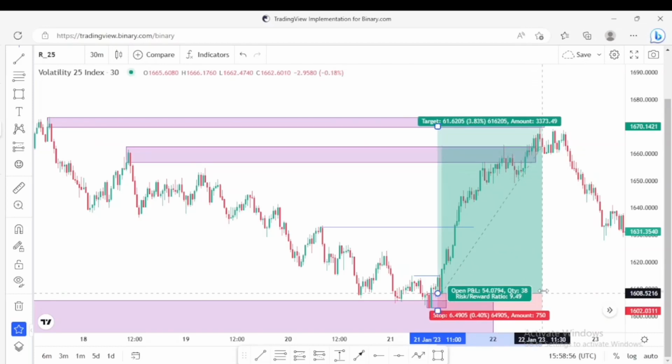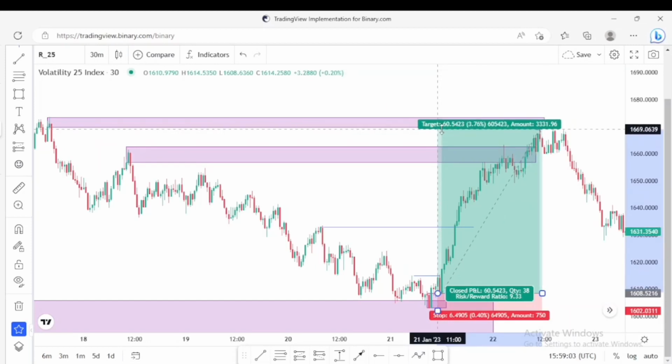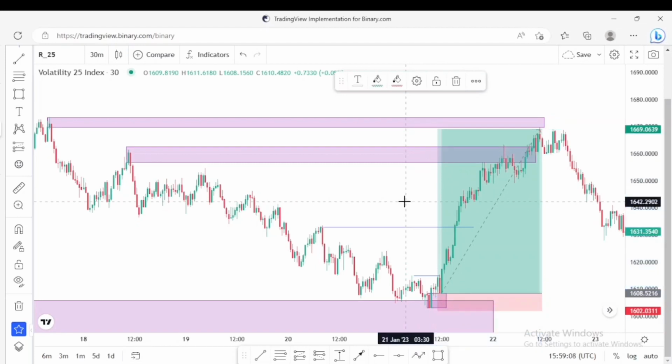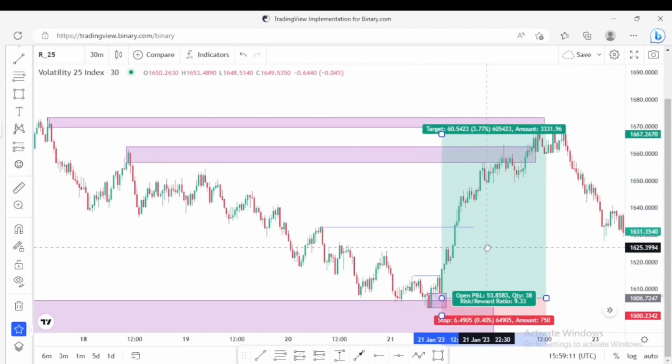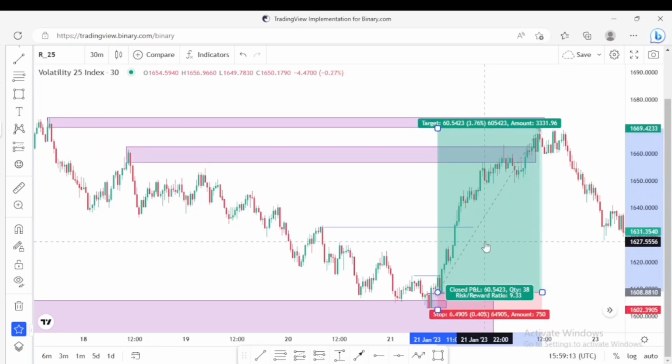You can also use the high of the day and high of the week as a take profit in this trade. So you can see the risk to reward. 1:9 risk to reward. So this strategy is 1:9.